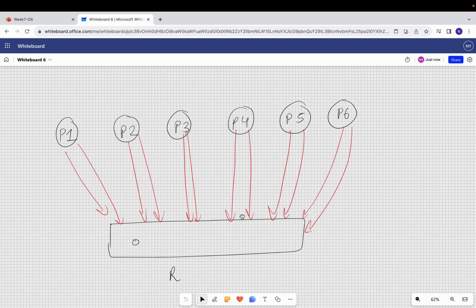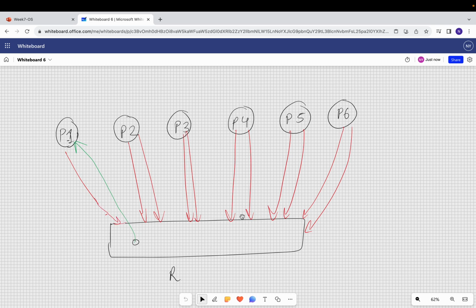Let's say there is only 1 unit of R available, then we will give this 1 unit of R to say process P1. If we give this 1 unit of R to process P1 here, still no process will make any progress, because P1 needs 2 units of resource R. It got only 1 unit, so it will not be able to make any progress.